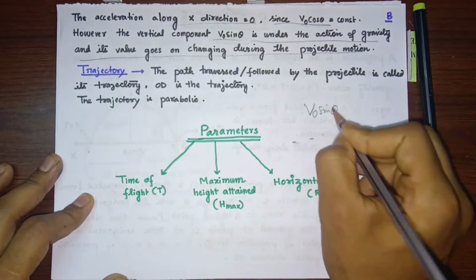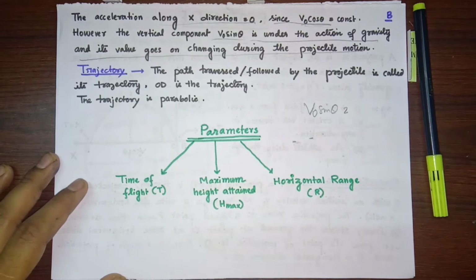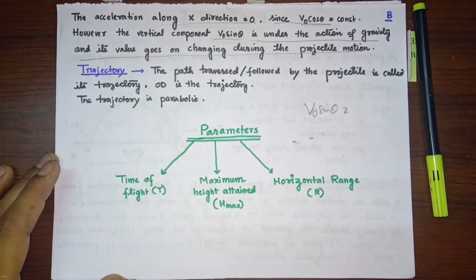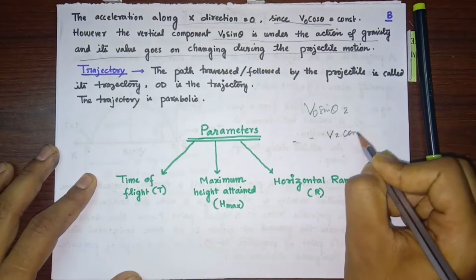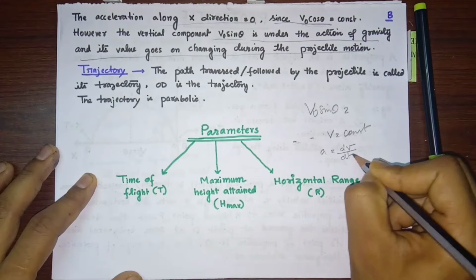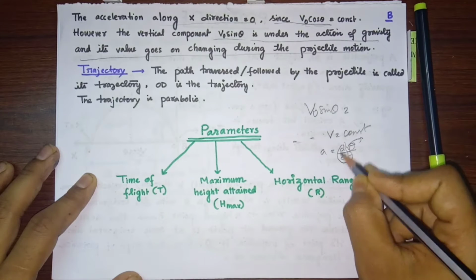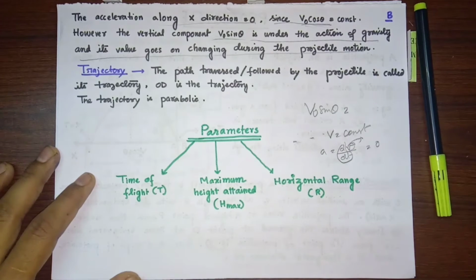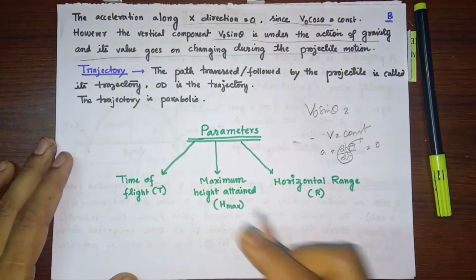Since v naught sin theta is causing the motion, it is only responsible for the projectile motion, as I've told you. And if v naught cos theta is constant, then acceleration, which is dv by dt, the rate of change of velocity, would be zero, because the differentiation of any constant is zero. So the acceleration along the x direction is zero.